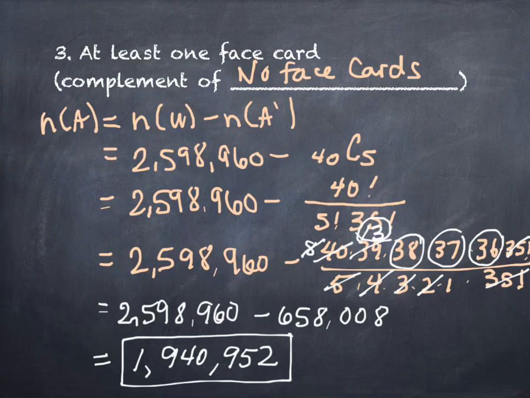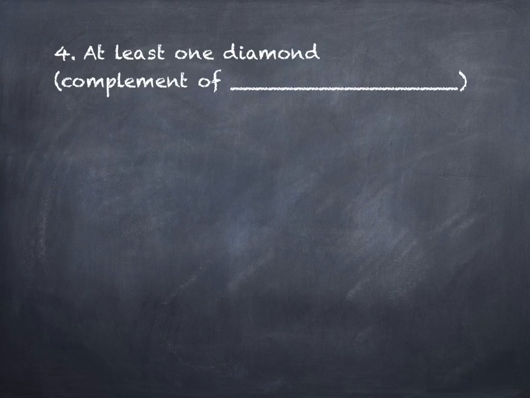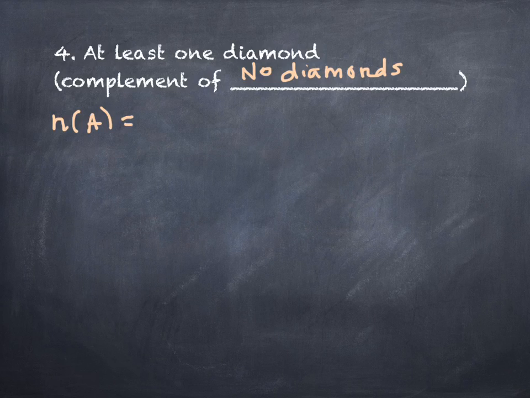All right. Ready for the last one? At least one diamond. Thank you, Mackenzie. That's right. No diamonds. Okay, so I want to find out the number of at least one diamond. It's going to be the number in my universal set minus the number in this complement that I've just created.